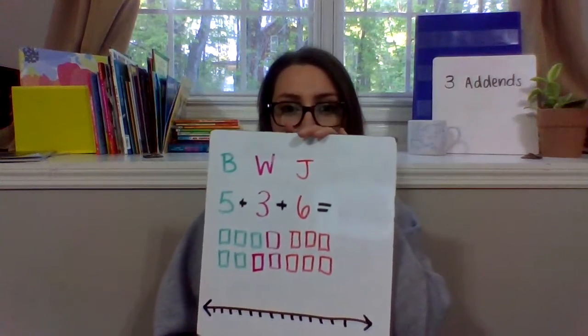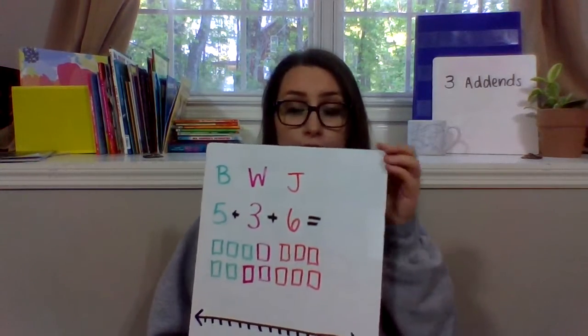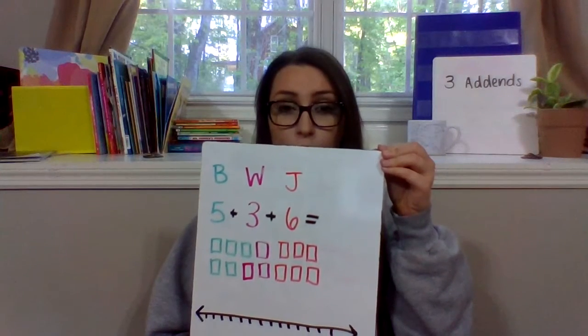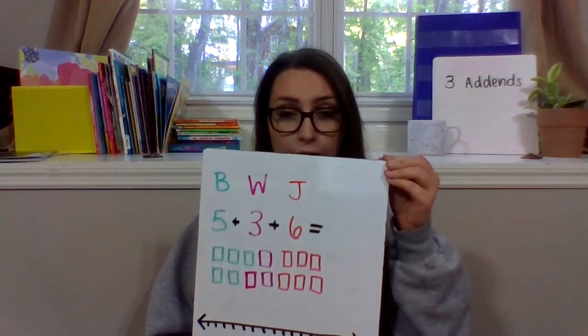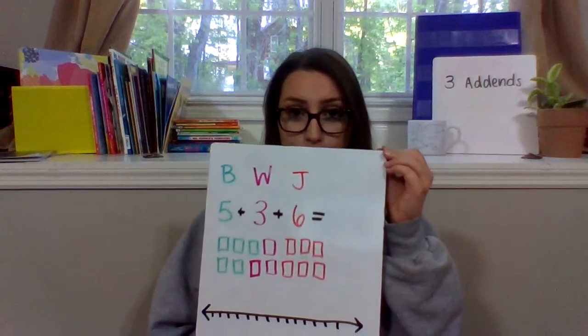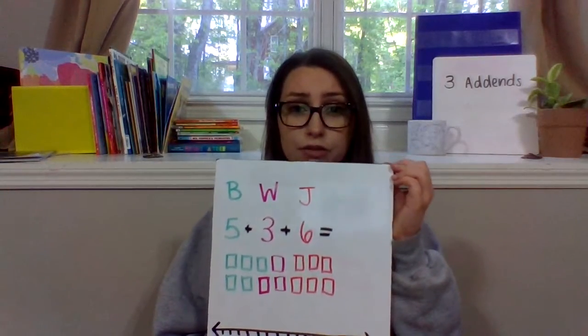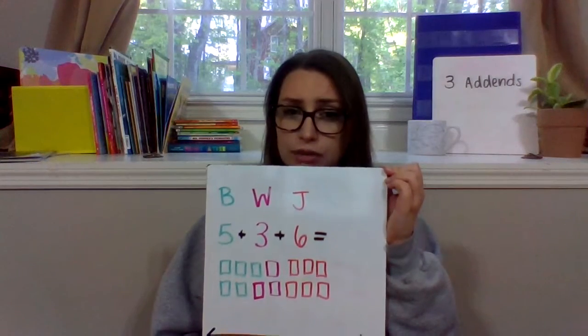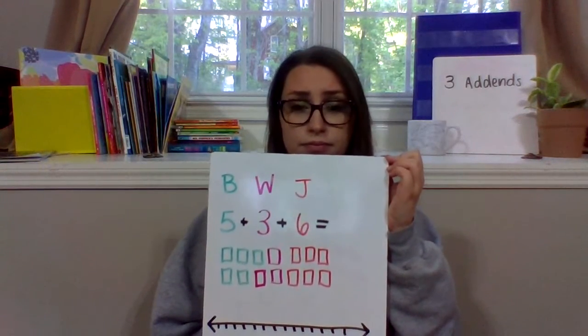So here we go. You can see that I've already drawn out the models. 5 is Barry, he's green. Wanda is 3, she's pink. And then Jamie is 6, he's green. Now the first thing that I'm going to do with these models is I'm going to look and I'm going to see if I can make a 10. Do you see where I could make a 10?